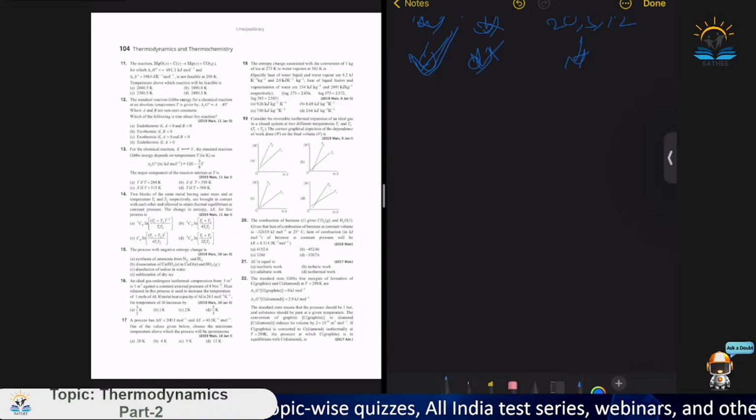Eighteenth question. Entropy change associated with the conversion of 1 kg of ice at 273 Kelvin to water vapors at 383 Kelvin is. Next question.